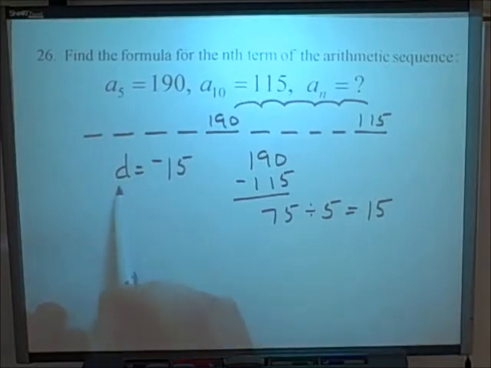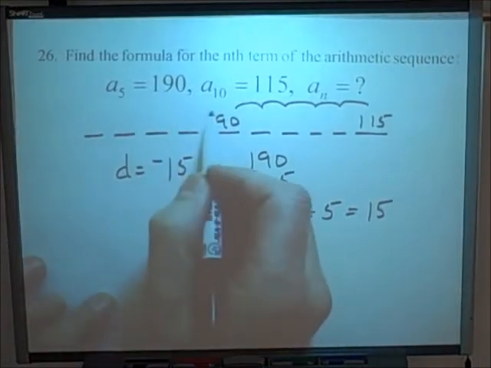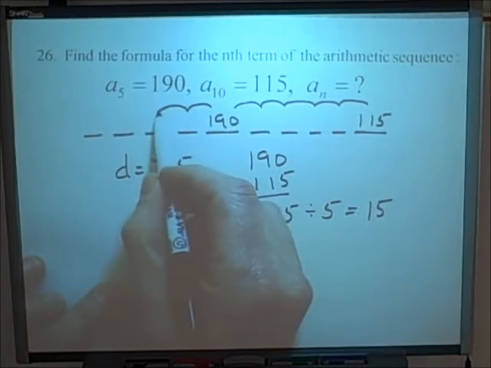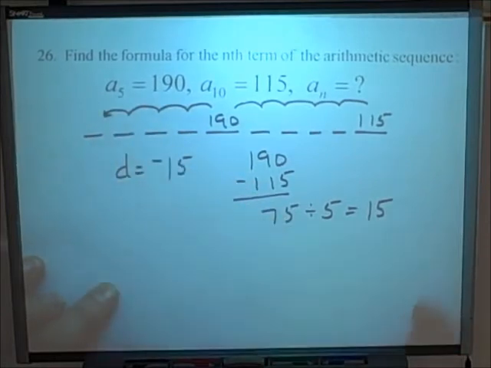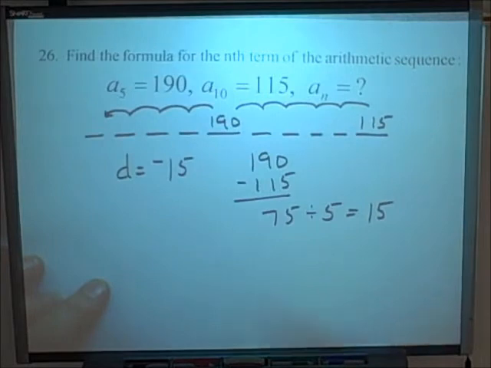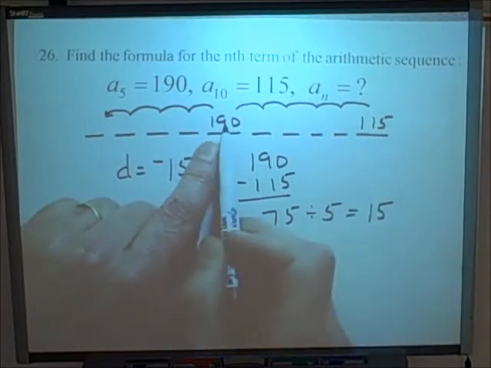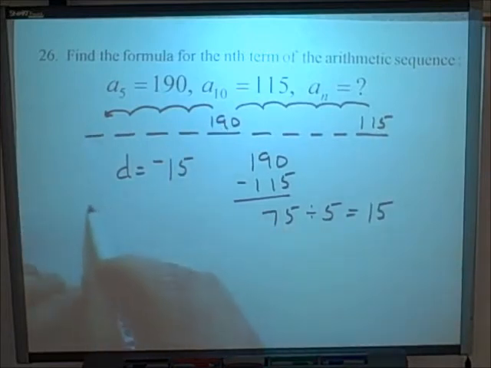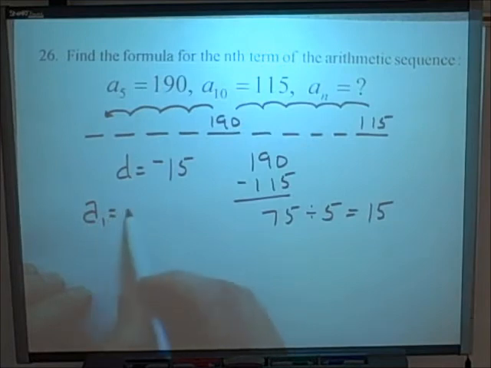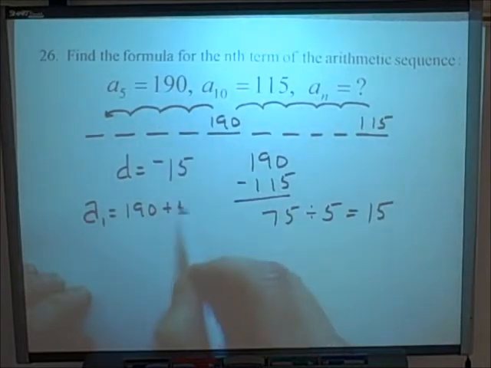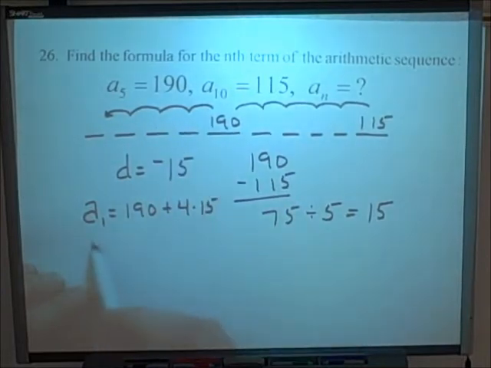Okay, so there's our difference. Again, we probably want to know our first term. So our first term, we have to move from our 5th term 1, 2, 3, 4 terms backwards. So it stands to reason if we're moving from right to left and subtracting 15, we're moving from left to right and adding 15. So our first term should equal 190 plus 4 steps of 15. Our first term is 190 plus 60, 250.